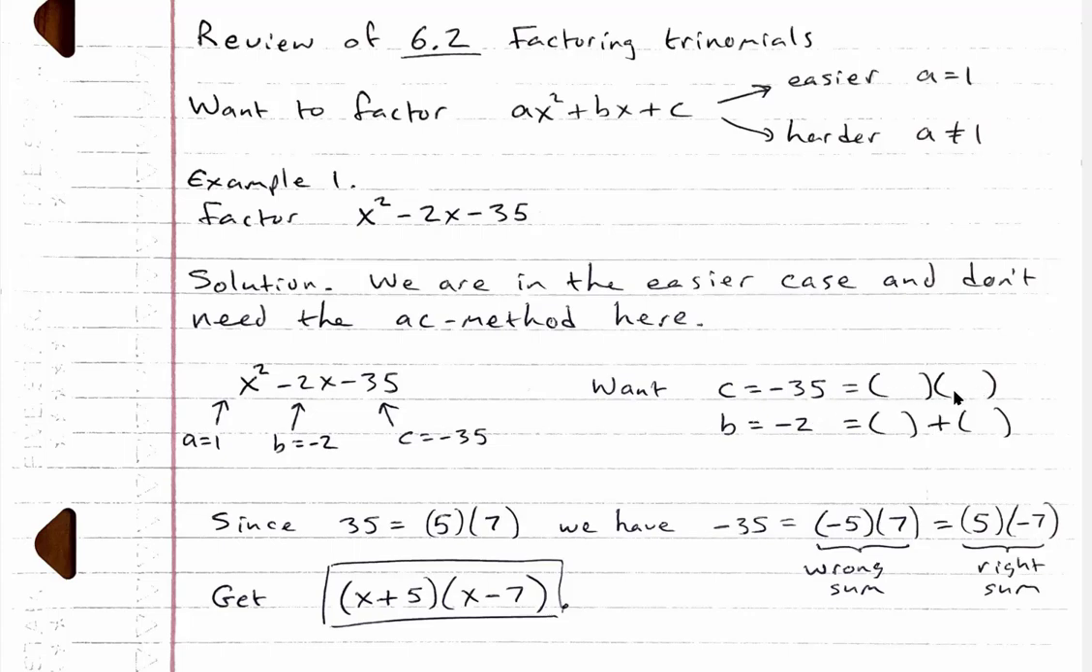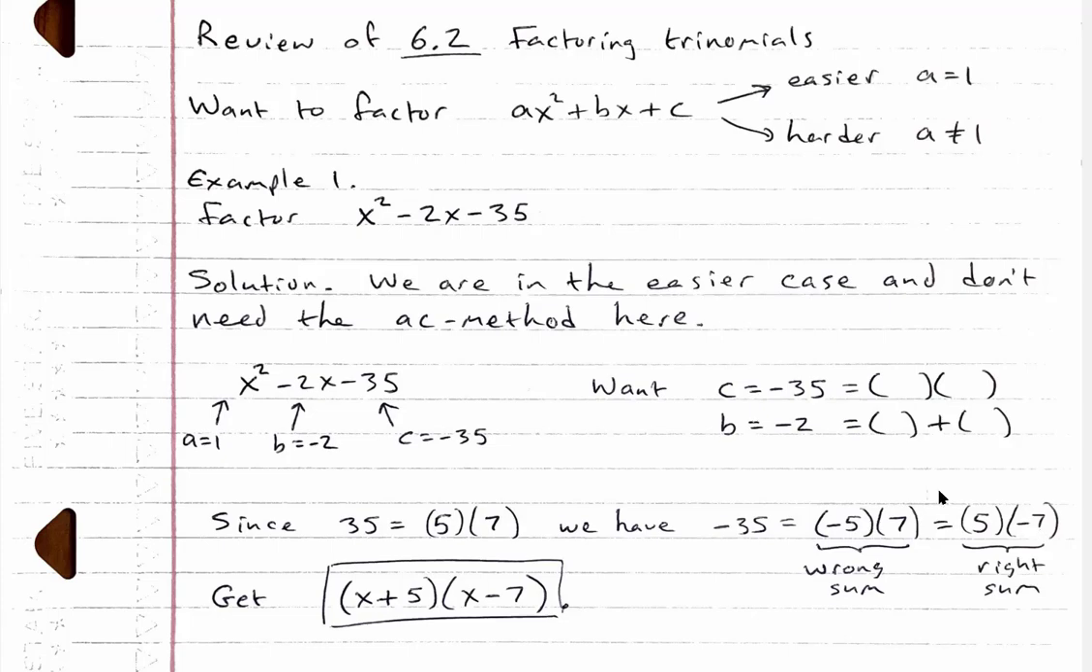So we have to just work out two numbers. They multiply to give negative 35, and they add to give negative 2. There aren't too many ways to break up 35 as a product. So 1 times 35, or 5 times 7. We're looking for negative 35, so one of these should be negative. So either negative 5 times 7 or 5 times negative 7. Those are the two options here.